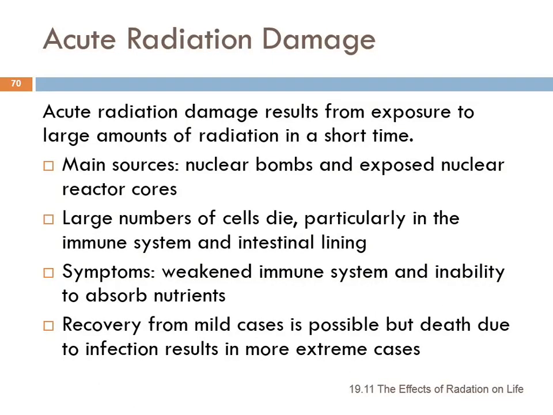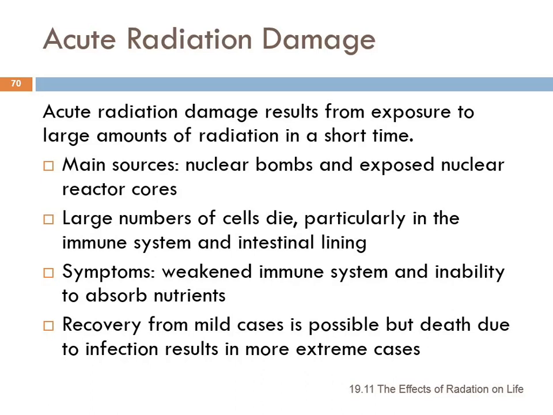Well, what are the effects of radiation on life? We talked a little bit about how it can damage tissue. There are different types. One type of damage is called acute radiation damage, where there's a large exposure within a short period of time. The main sources of this would be nuclear bombs or exposed nuclear reactor cores, which thankfully don't happen very often. So your chances of experiencing acute radiation damage are pretty small.